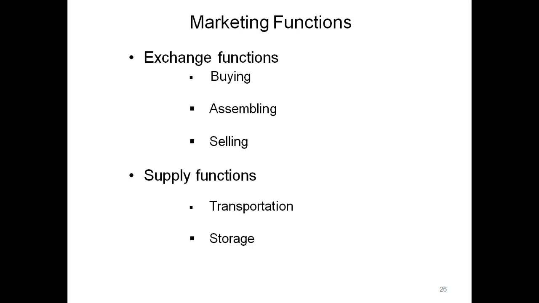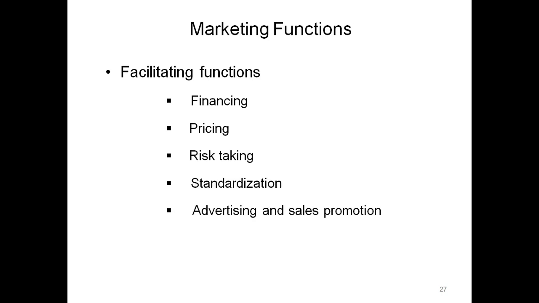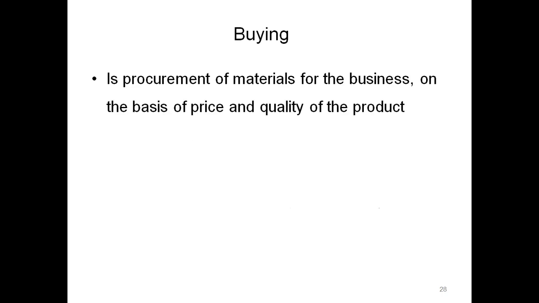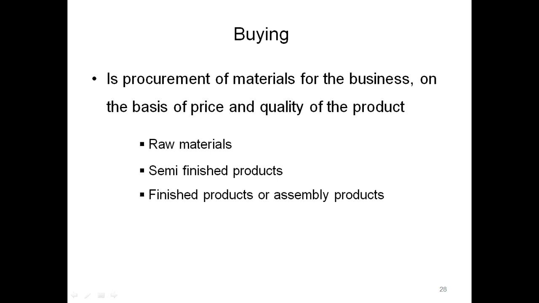Exchange functions mean you'll have buying, assembling, selling. Supply functions mean you'll have transportation and storage. Facilitating functions mean you'll have financing, pricing, risk taking, standardization, advertising, and sales promotion. Next comes buying. Buying is procurement of materials for the business on the basis of price and quality of the product: raw materials, finished products. Finished products are assembly products.